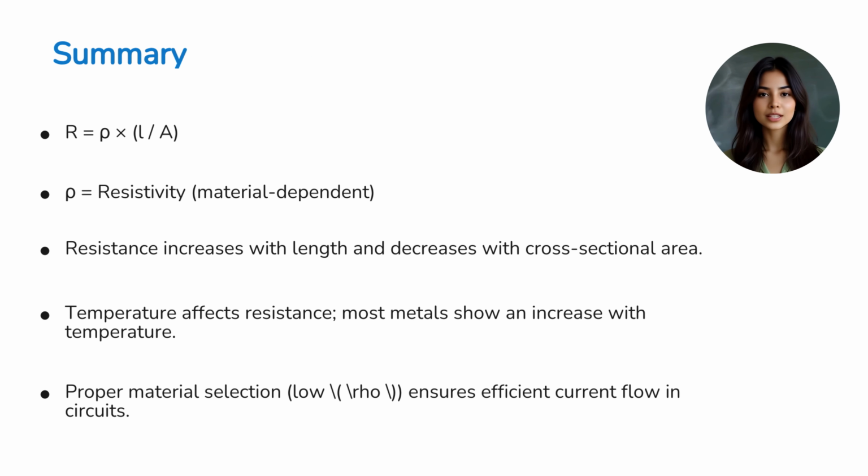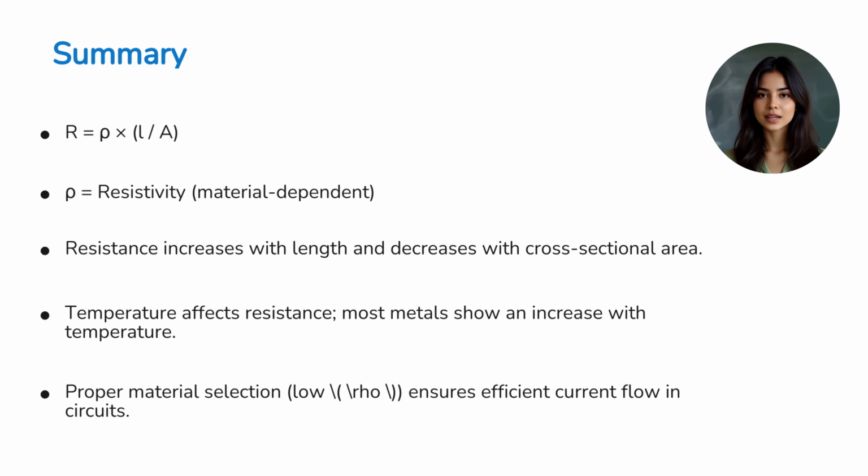Alright, learners, let's wrap it up and recap everything we've explored about resistance and resistivity. We started with the key formula R equals rho times L by A, where resistance depends on the material's resistivity, its length, and its cross-sectional area. Now, remember, resistivity is a material-specific property. It's what makes copper a great conductor and rubber a great insulator. We learned that resistance increases when the wire is longer, but decreases when the wire is thicker, so geometry plays a big role. Temperature also joins the party.